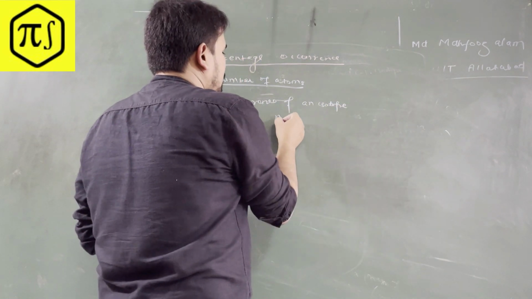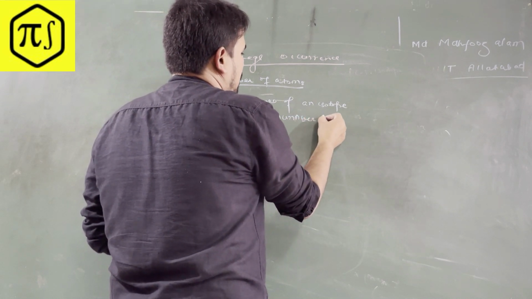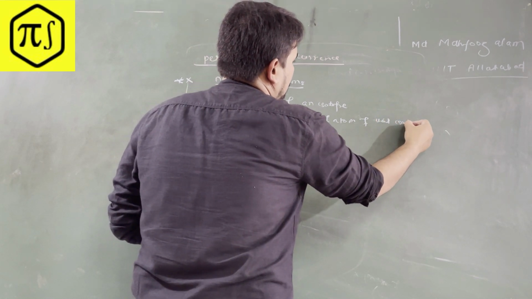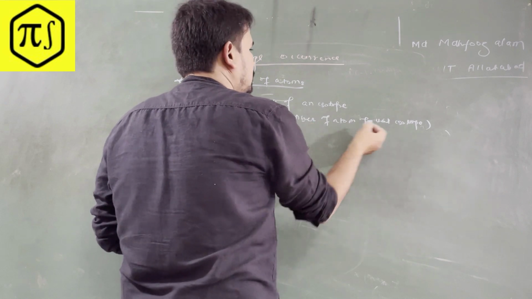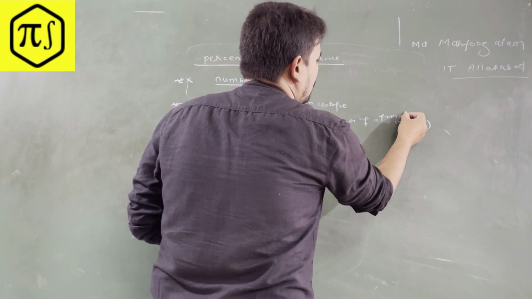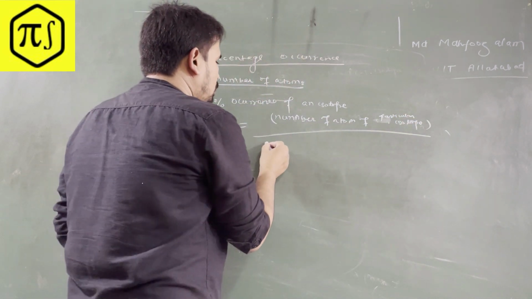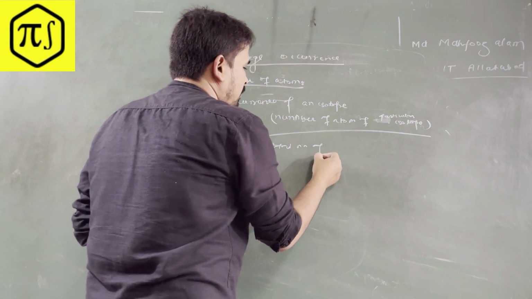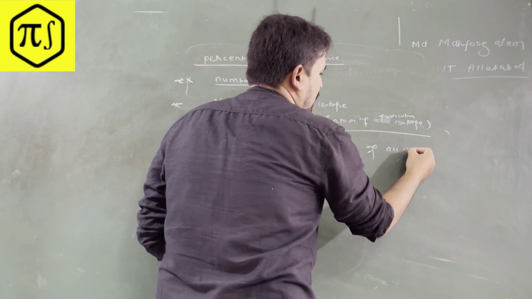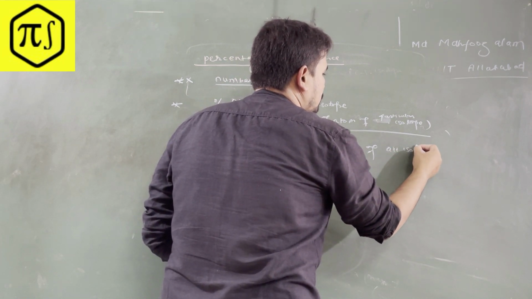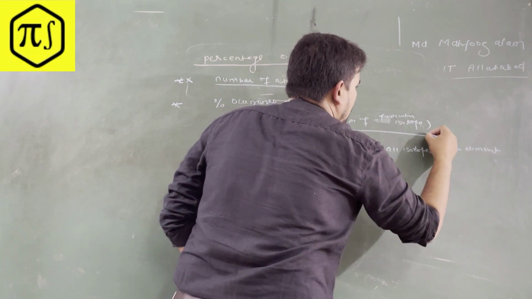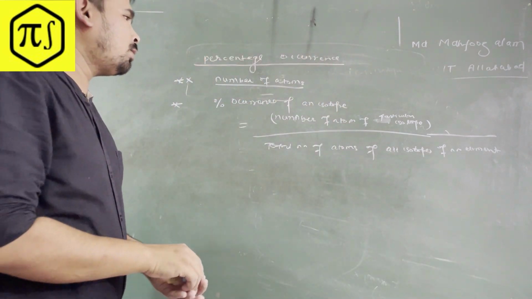We can say the number of atoms of a particular isotope divided by the total number of atoms of all isotopes of an element. So let's see, this is the one here.